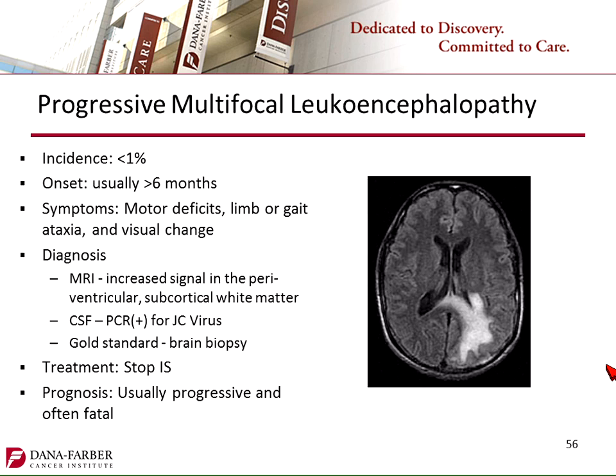So PML, as related to JC virus, is quite rare, less than 1% of the patients. It's usually greater than 6 months after transplant, and it's associated with motor deficits, limb or gait ataxia, and visual changes, and also changes in personality. The MRI shows increased signal in the periventricular subcortical white matter. The CSF is a PCR positive for JC virus, and often patients require a brain biopsy. The only treatment is to stop immune suppression, and it's usually progressive and often fatal. There have been therapies such as cytarabine and other therapies that they've tried, and even despite those therapies, it's fatal.